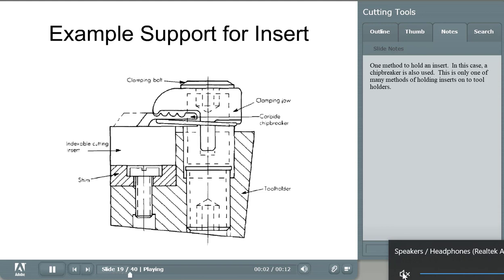Example support for insert. One method to hold an insert. In this case, a chip breaker is also used. This is only one of many methods of holding inserts on tool holders.